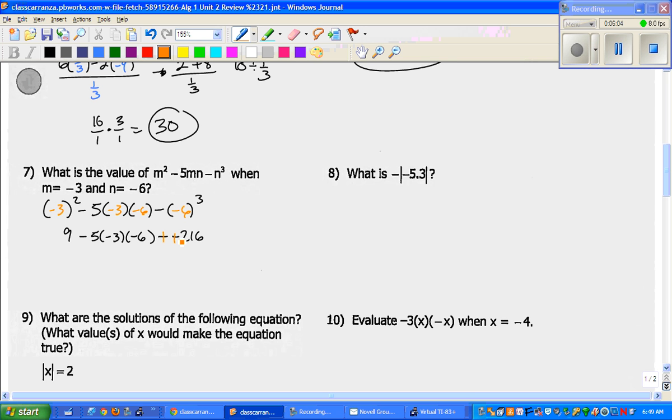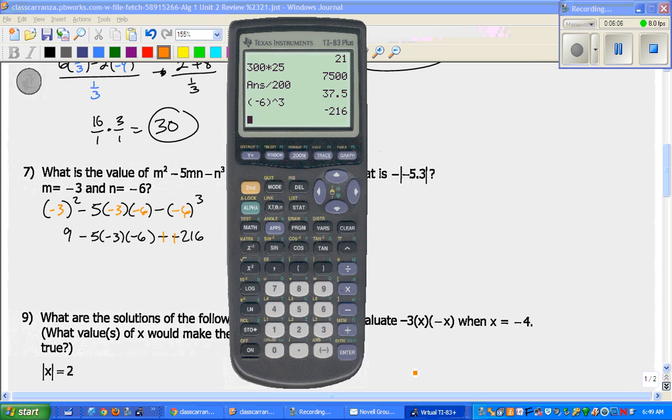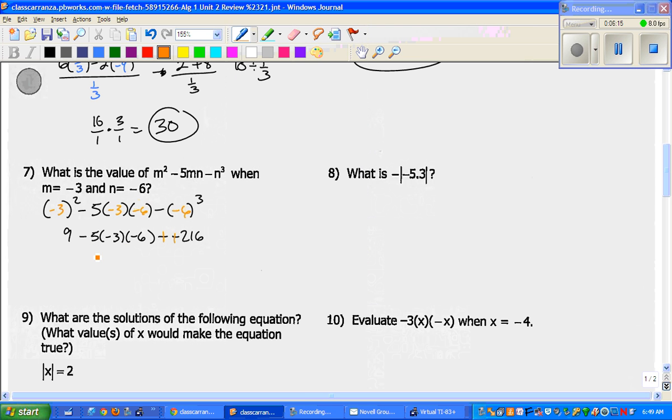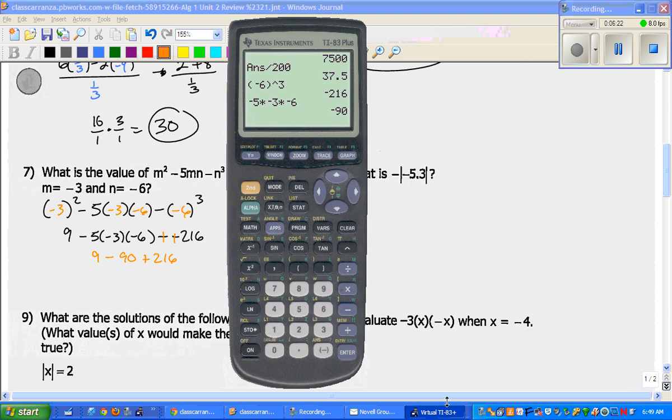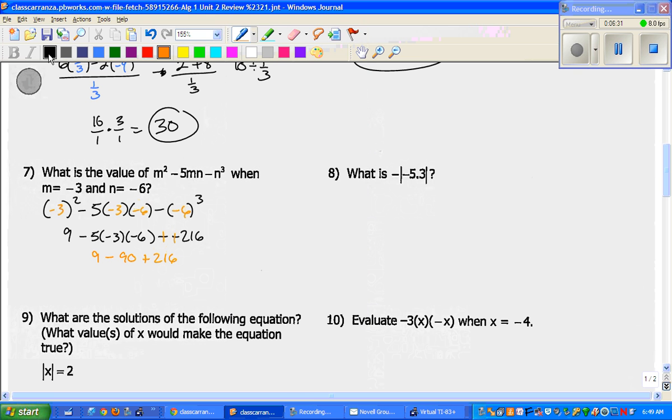We have two negatives right there, so we can combine them. And now we have -5 times -3 times -6, all in the middle, gives us -90. So 9 minus 90 plus 216. You can do all of that in your calculator right there. So 9 minus 90 plus 216, and our final answer is 135.